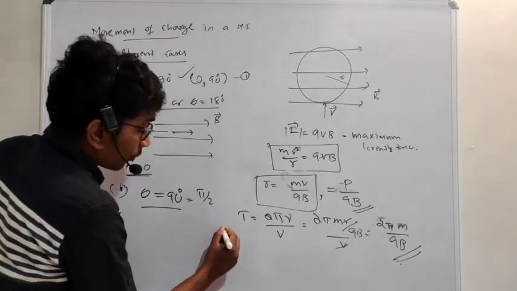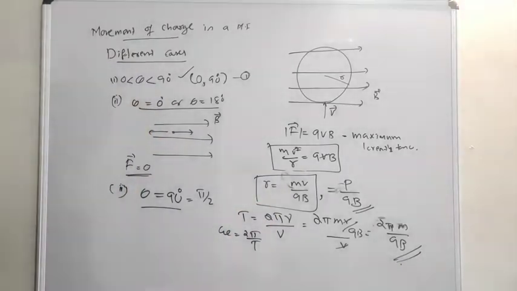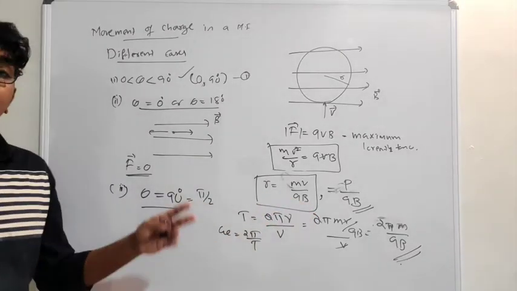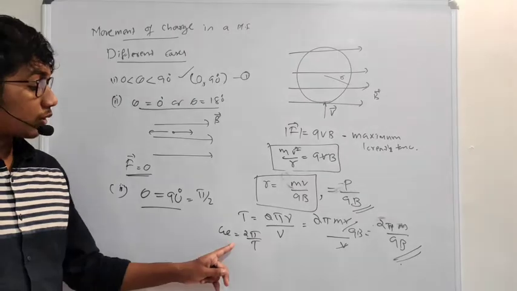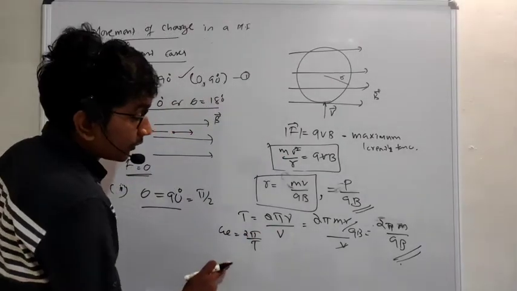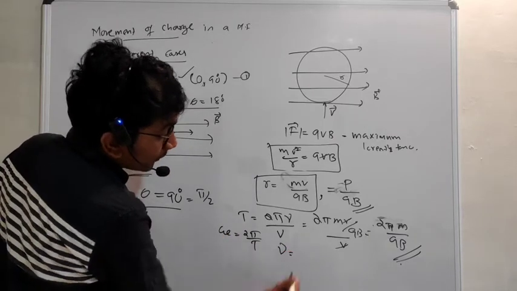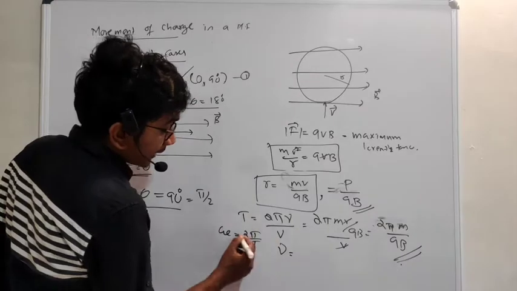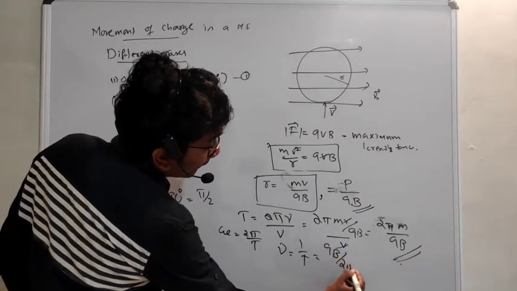And now also, what is omega? Omega is equal to 2 pi by T. You can substitute the value of T and you will get that value. Okay, so these are the different cases. And this frequency, look at this. This is T, this is omega. What is mu? Mu is frequency, equal to 1 by T. So what is 1 by T? qb divided by 2 pi m.